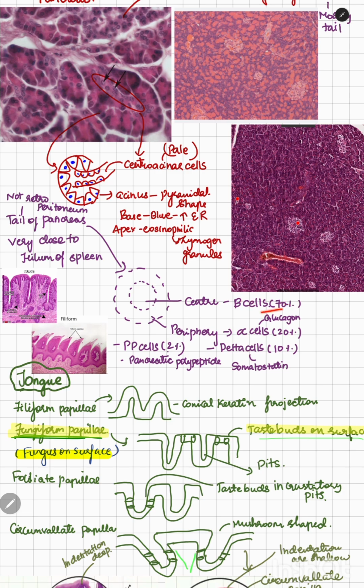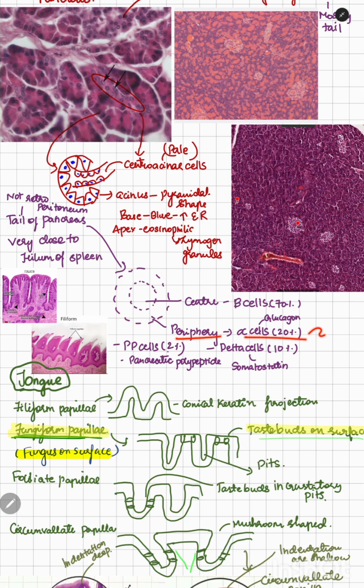The central part is made up of B cells. So the way to remember is just remember B in center. B in center means B cells are found in the center, and in the periphery the alpha cells are found. Like alpha males are guarding the territory in the periphery. You can remember in that manner.